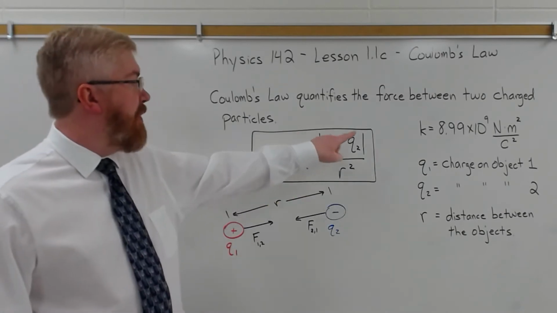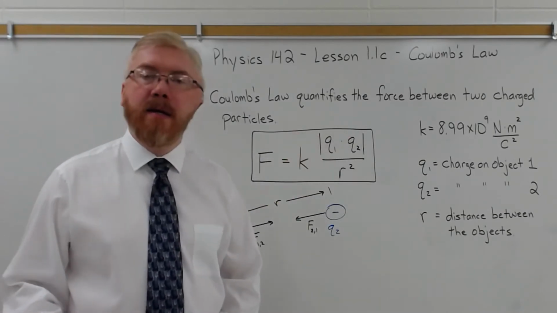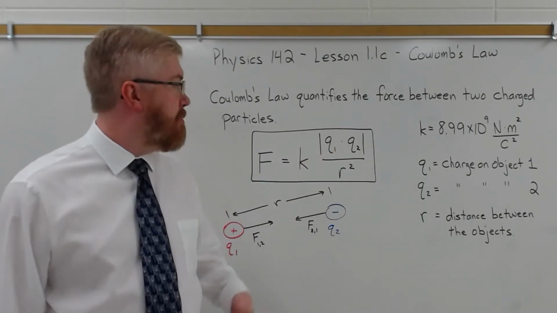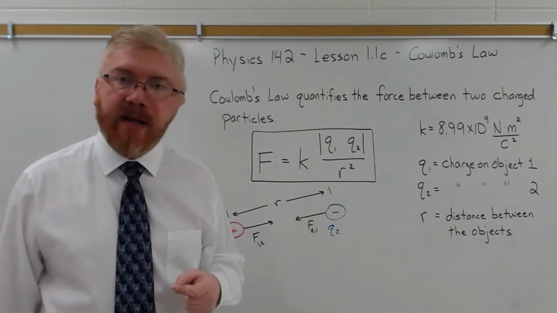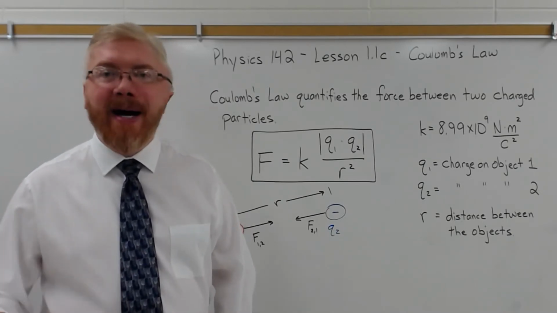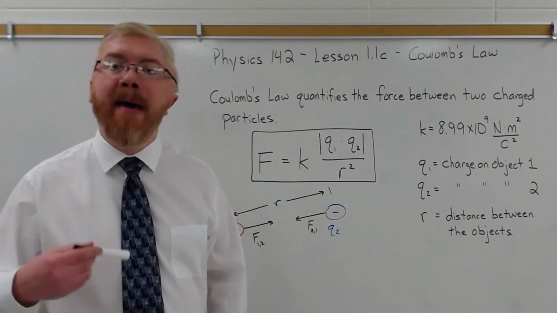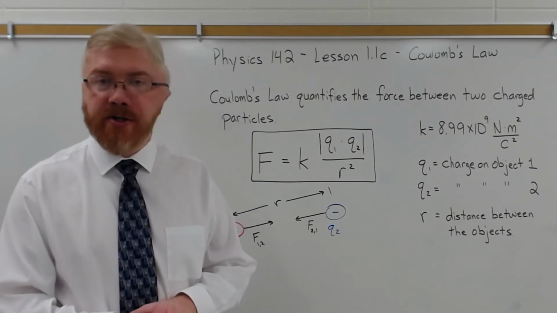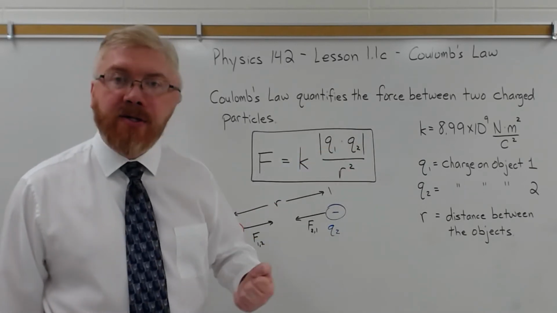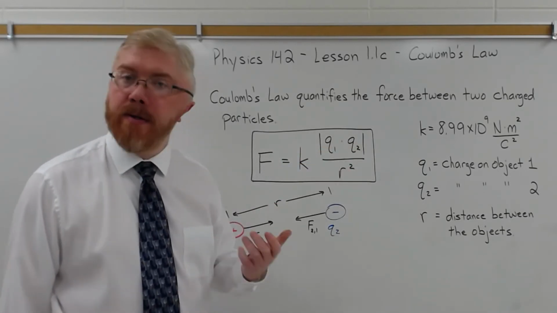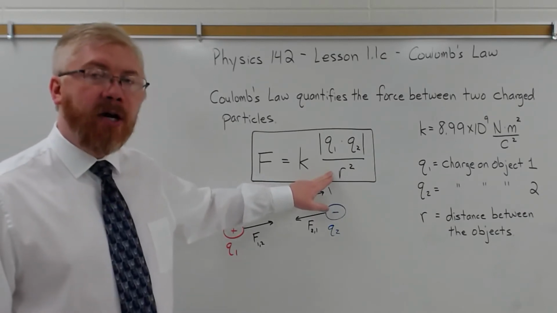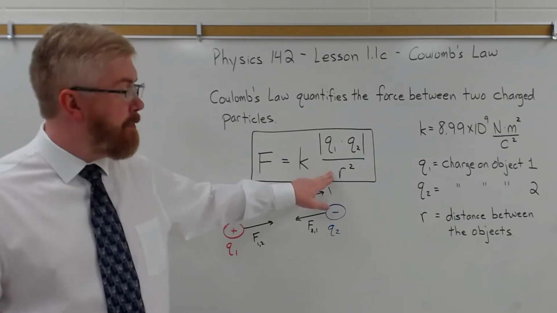There are absolute value signs here because, well, if object 1 is negatively charged and object 2 is positively charged, then that will give you a negative answer. We're not interested in the negative or positive aspect of the answer. We want the magnitude of the force. We'll talk about the direction in a bit. So we use absolute value signs to get the magnitude of the product of the two charges, and we divide that by the distance between the two charged objects squared.